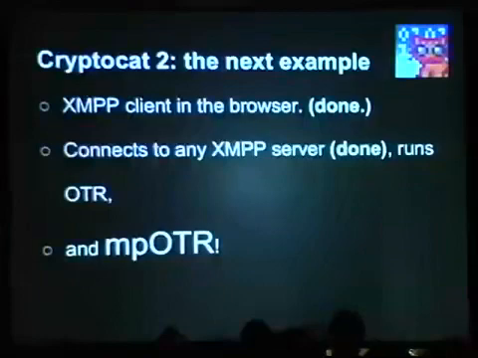So, Cryptocat 2, that's what I'm working on right now. It's the new Cryptocat 2, the sequel, Cryptocat 2, the drones strike back. So it's an XMPP client in the browser. So instead of using our own chat, whatever, IRC sort of thing, it's an actual Jabber client. And it works exactly like a Jabber client, but it works in the browser. Instead of using our own spec, we're implementing OTR and MPOTR.